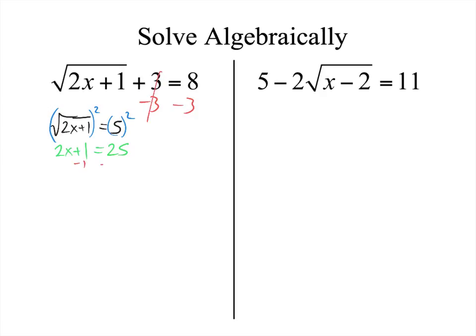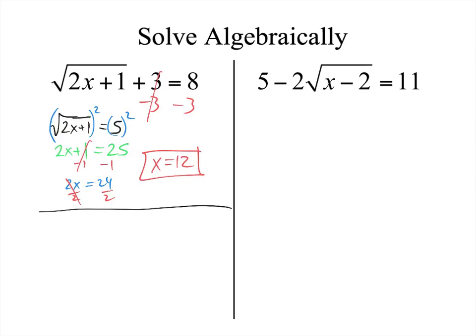We minus the 1 off. Got 2x equals 24. Divide by 2. And I have x equals 12. So there is my answer. But it's essential to check your answers. So let's check. You need to check because you're going to get answers that don't work.